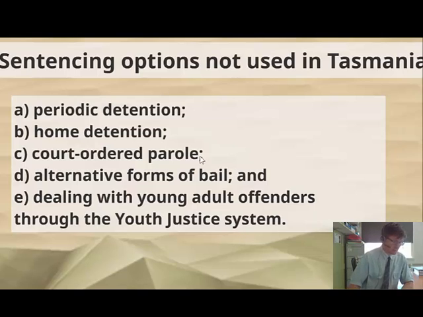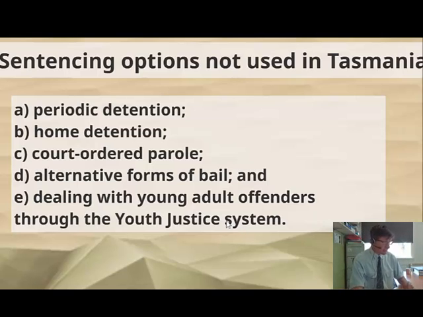And lastly, dealing with young adult offenders through the Youth Justice System. Our Youth Justice Act of 1997 deals mainly with what we call restorative justice, and their main aim is to get the offender to be rehabilitated as soon as possible.